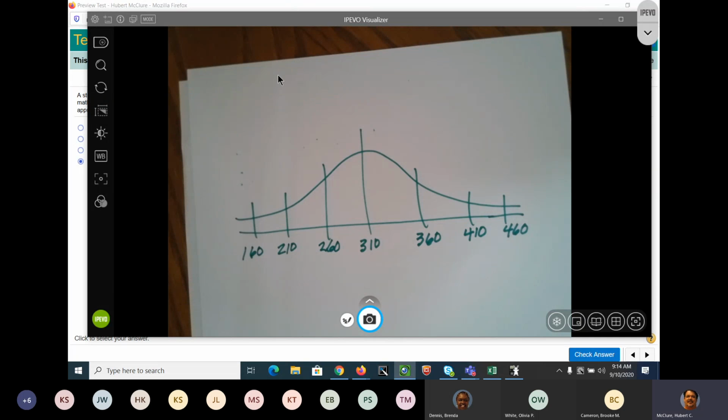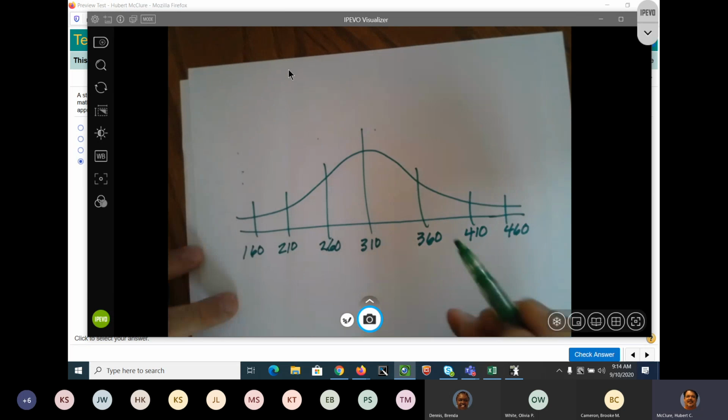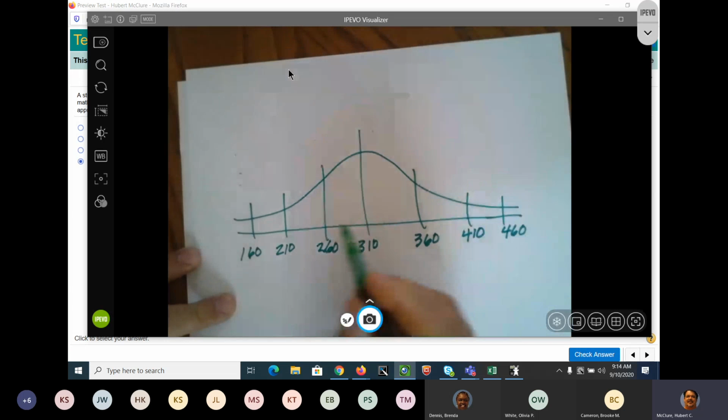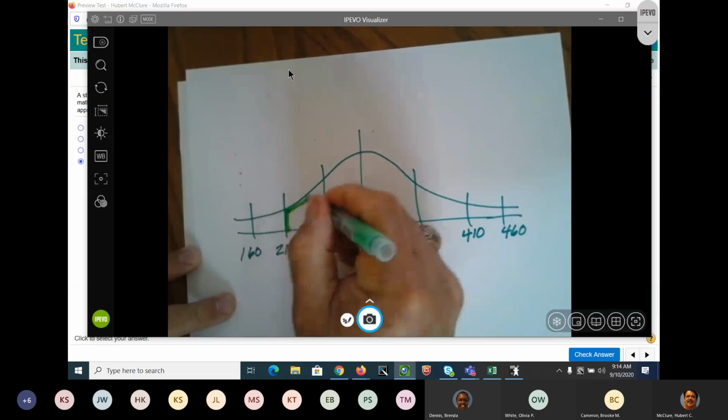So I'm going to take my handy dandy highlighter. Since I use green for normal, normal is going to be right here, which is 95%.